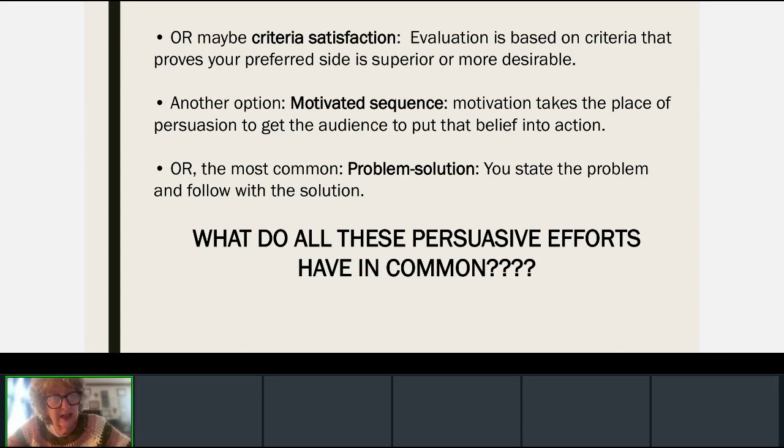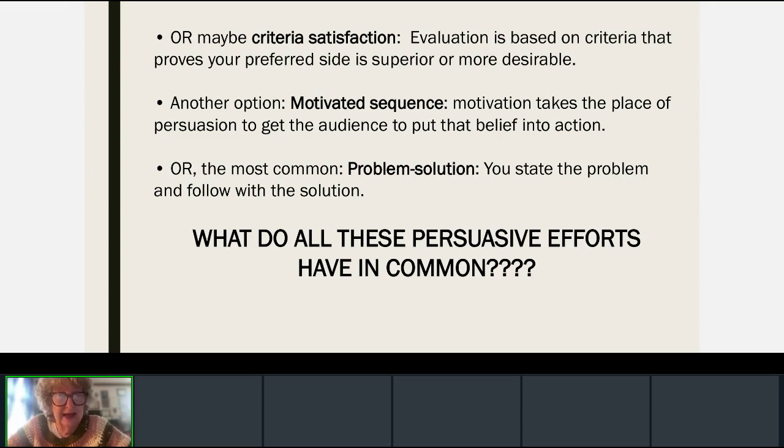Motivated sequence. This is the kind of speech that you make when you know the audience is already right there in the palm of your hand. They agree with you and they are 100% behind you. But you've got to make sure that they take that a step further and they move on it. So motivated sequence refers to the push to a call to action.